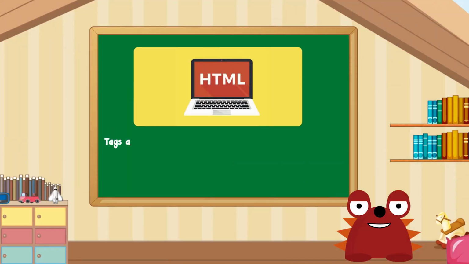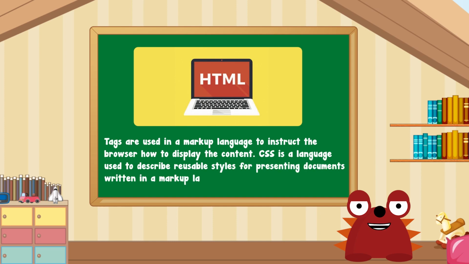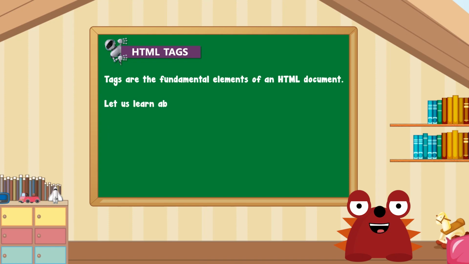To start with tags, they are used in a markup language to instruct the browser about how to display the content. And CSS is a language used to describe reusable styles for presenting documents written in a markup language. Let's now get deeper and learn about HTML tags. Tags are the fundamental elements of an HTML document. Let us learn about some basic HTML tags and their attributes.